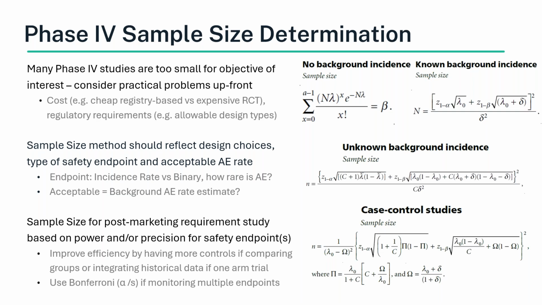And then we have known background incidence rate, where we have a rate that we assume is the historical rate or the standard treatment rate, like 1%, and we want to test our rate versus that 1% rate under the null hypothesis.